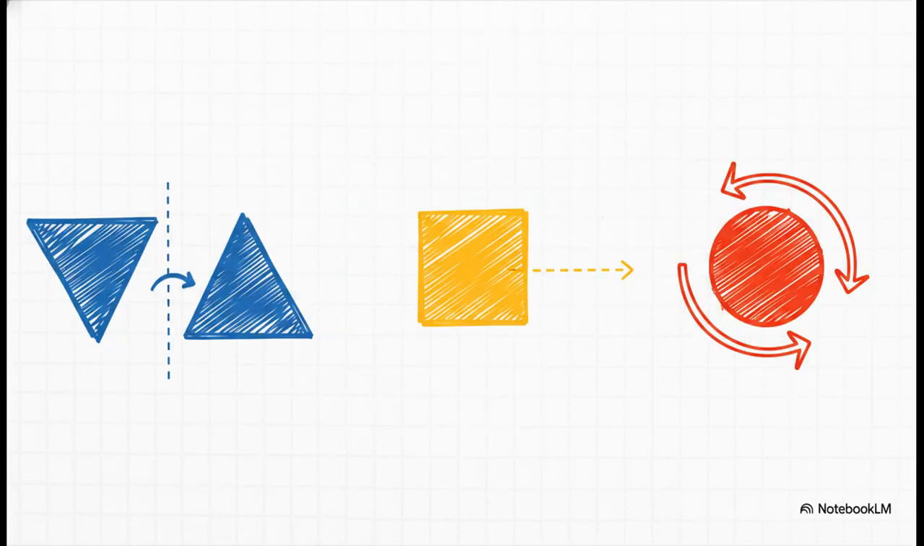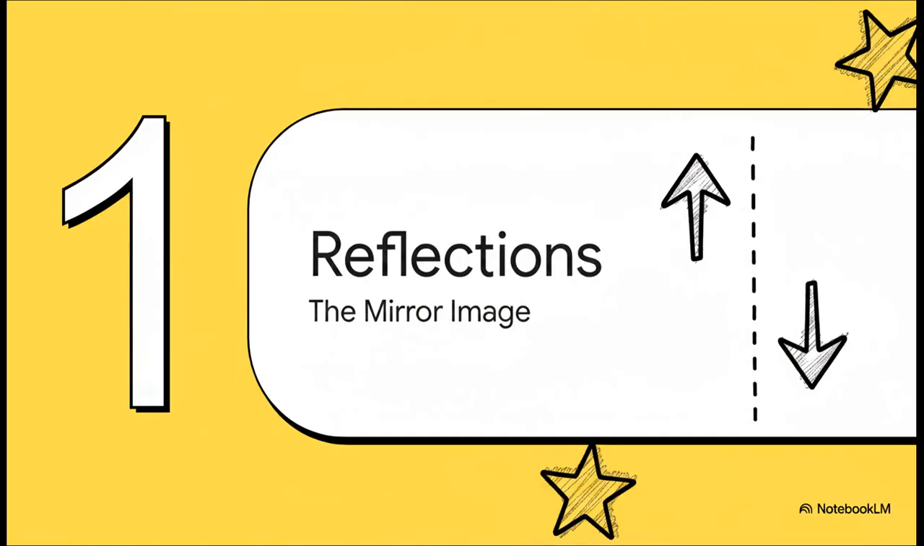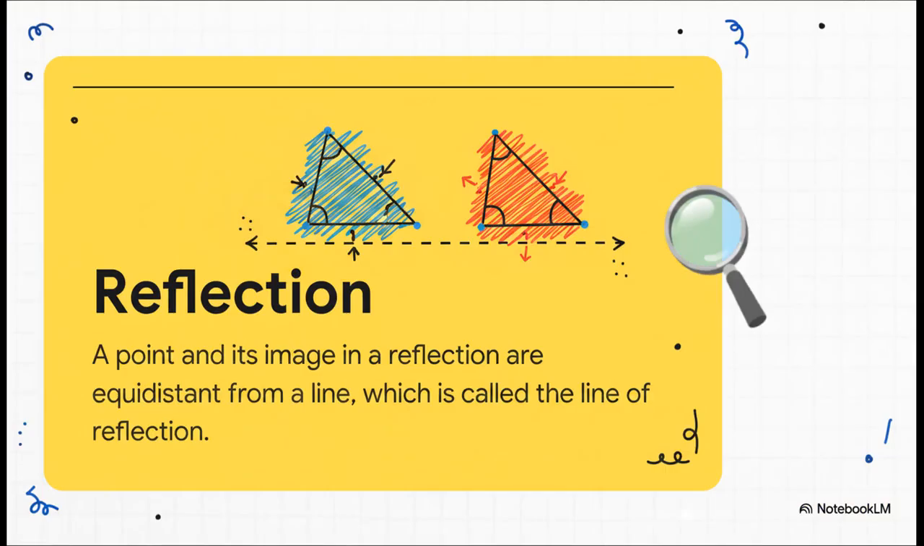So, we're going to tackle the three main ways that shapes and objects change position in geometry. And I promise, by the end of this, you'll be able to look at a shape and know exactly where it's going to land after it flips, slides, or turns. All right, first up, let's talk about reflections. If you can just picture a mirror, you're already halfway there. It's that simple. So what is a reflection?